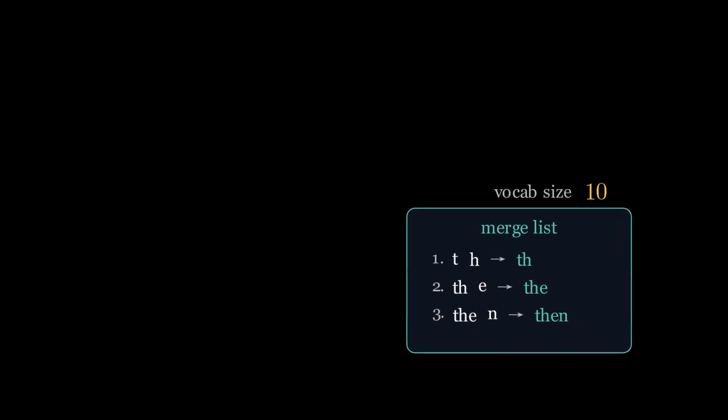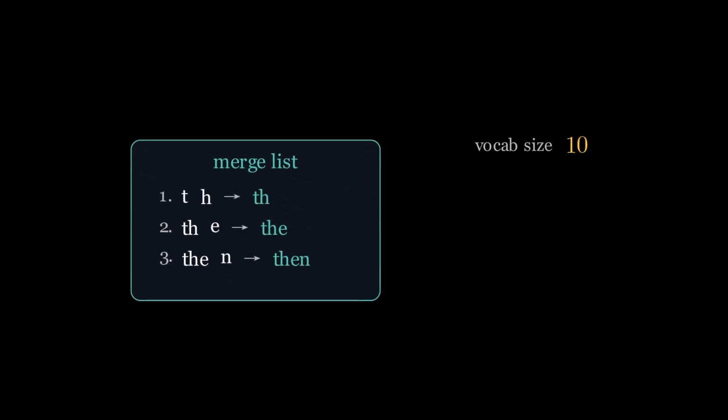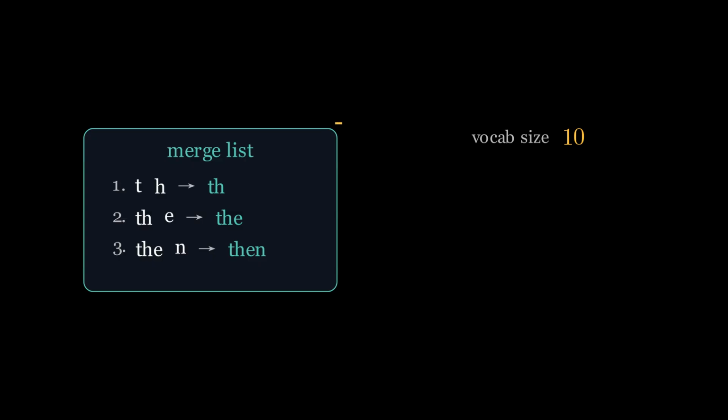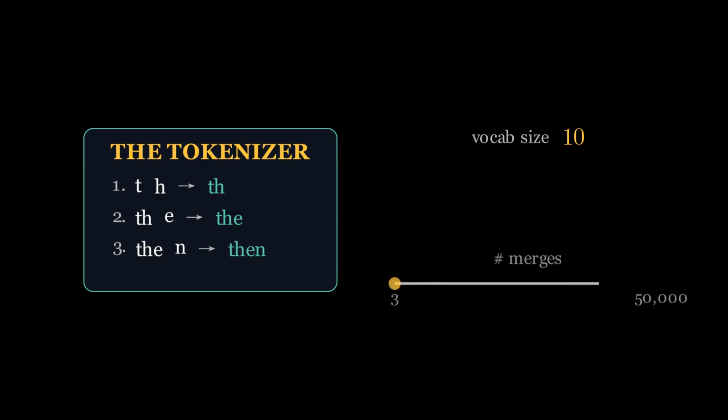Just this, an ordered list of merge rules sitting on top of the starting characters. That list, applied in this exact order, is the entire tokenizer. And here's the knob that controls everything. The size of the vocabulary is simply how many merges you choose to run. We stopped after 3, so we have 10 tokens. Run 50,000 merges instead, and you get GPT-2's vocabulary. Same algorithm, same loop. You just don't stop as early.